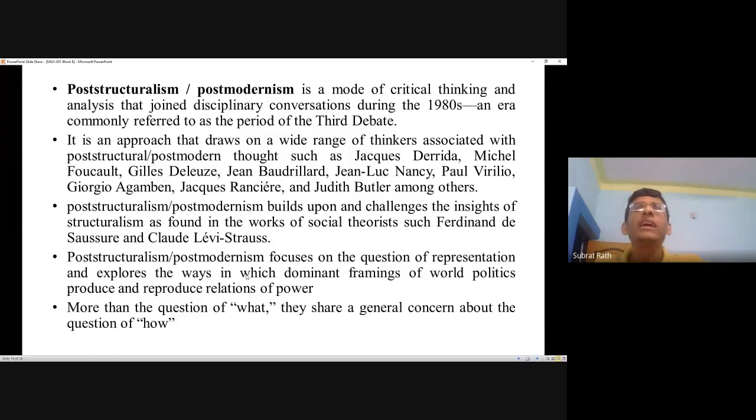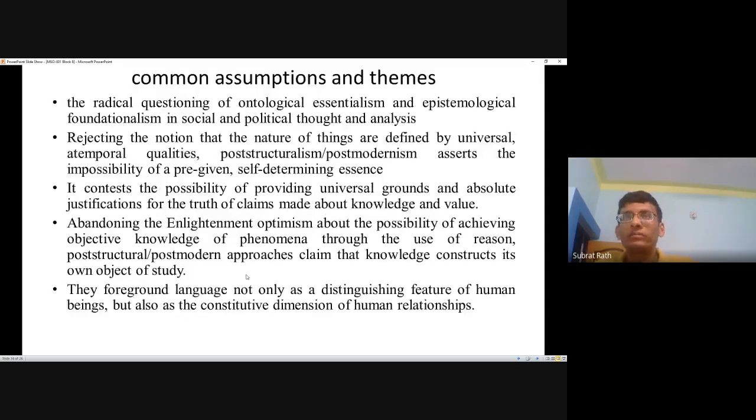They are trying to object to or deconstruct everything that was in the earlier society. So they tried to make an analysis between agent and structure, something new. They try to show how the agent is influenced by structure and structure is also influenced by agents. So what they are trying is taking help from traditional structuralists like Saussure and Levi-Strauss. They are trying to explain something more. They are questioning what and how. So what are the common assumptions and themes of post-structuralism or postmodernism?